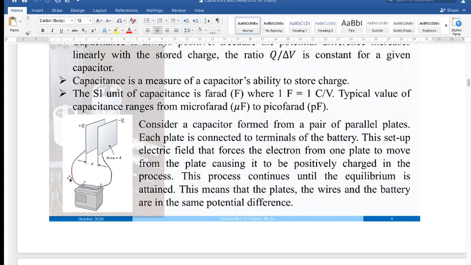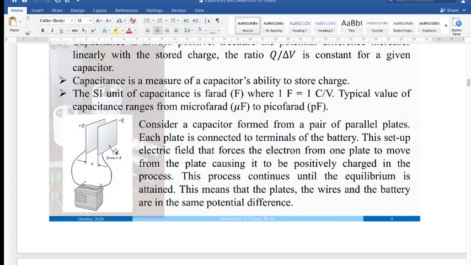So basically, in the process of sinking all of the negative charges here and sinking all of the positive charges there, the plates that make up the capacitor will in the end have a net charge, where the net charge of this one is positive Q and the net charge of the other one is negative Q.